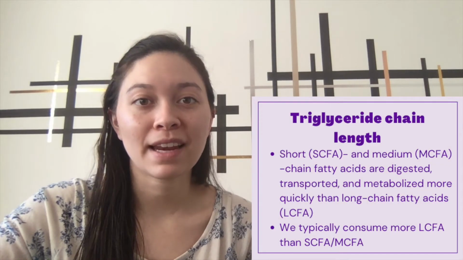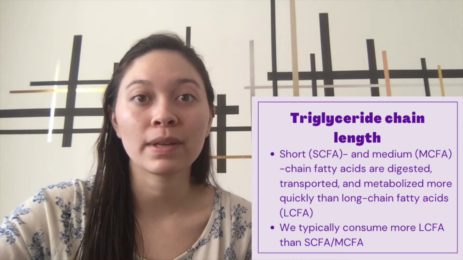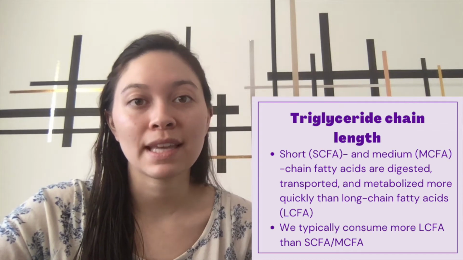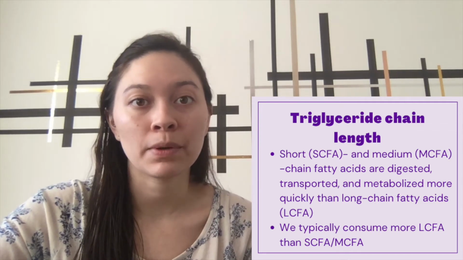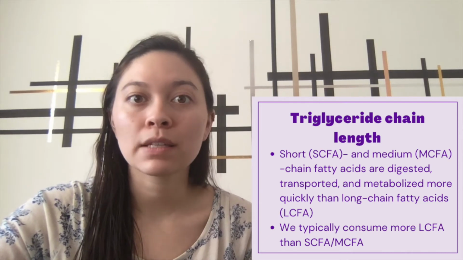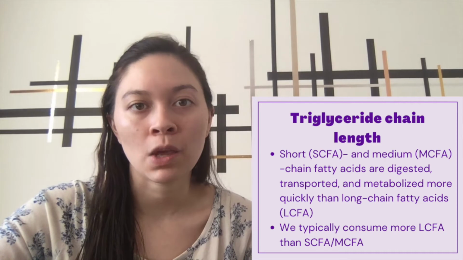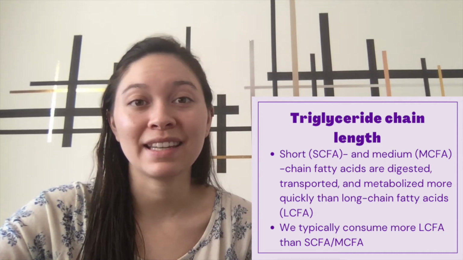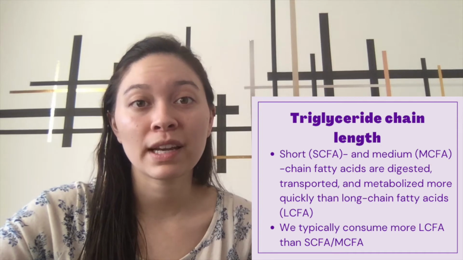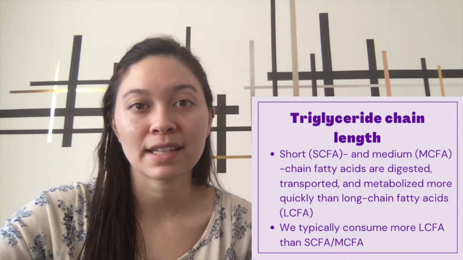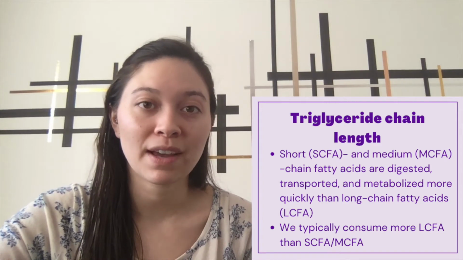Short and medium chain fatty acids are more likely to get broken down and absorbed as well as metabolized faster than long chain fatty acids. For this reason, we don't really see them being stored as adipose tissue, whereas we might see longer chain fatty acids being stored in the body as well as being utilized. In general, long-chain fatty acids are just more abundant in nature, meaning that when we're consuming foods, we're typically going to be consuming more long-chain fatty acids than short or medium-chain fatty acids.